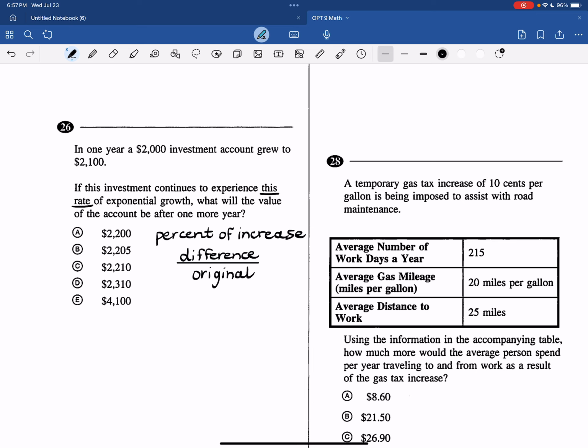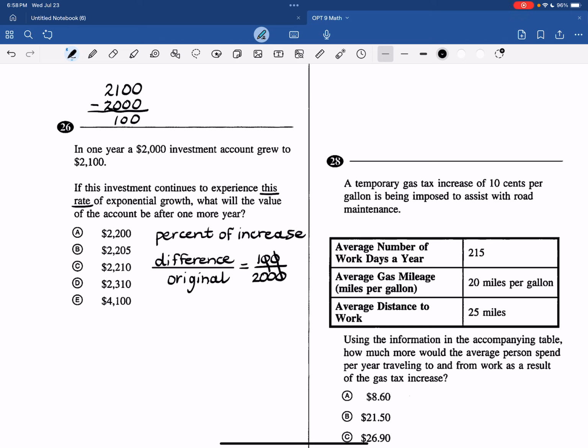So let's take a look at the difference. The new account has $2,100. The original account had $2,000. So there is a difference of $100. That is the growth. So let me just back this over here a little bit. So we've got $100. The original account had $2,000.